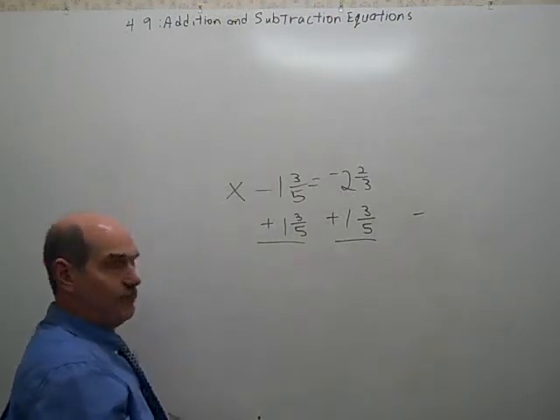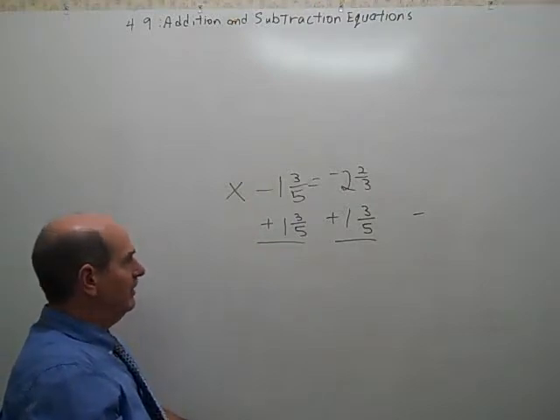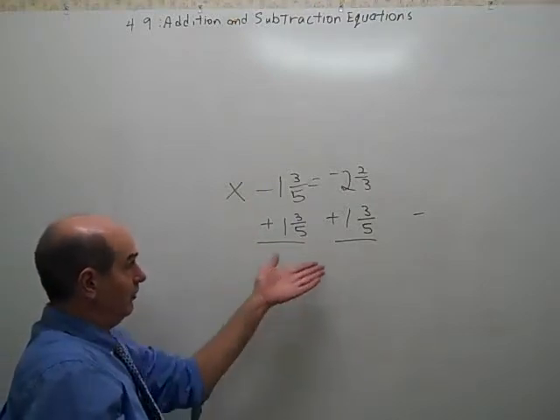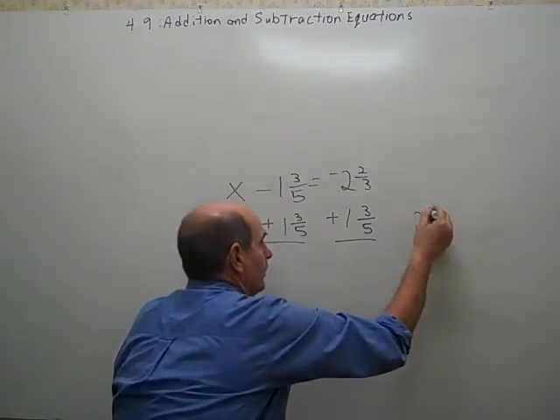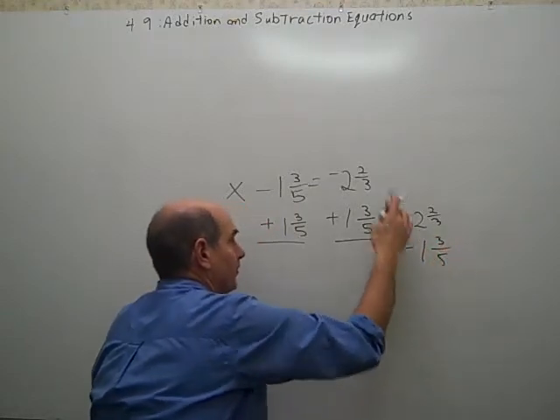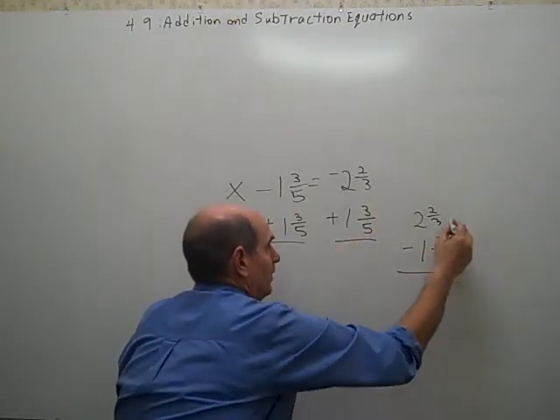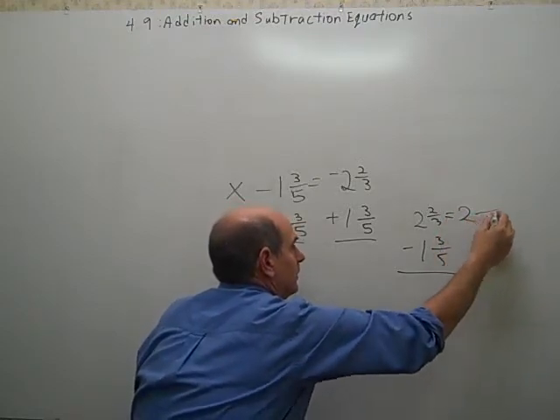If I have 2 negatives and 1 positive, I have 1 more negative than positives, so it would be negative. 1. And that's a good way to estimate. This answer should be close to negative 1. But I'm going to do 2 2/3 minus 1 3/5, because I have to find the difference between these two absolute values. My common denominator is 15.